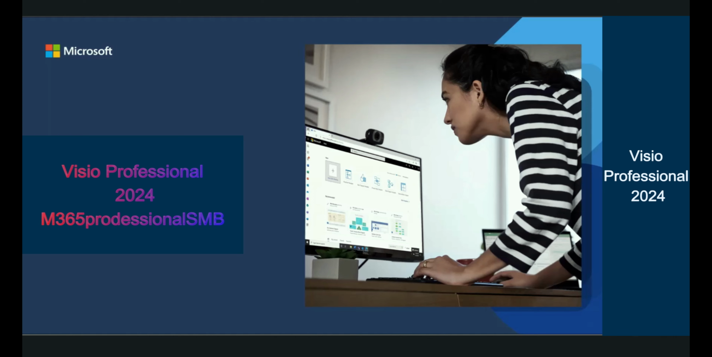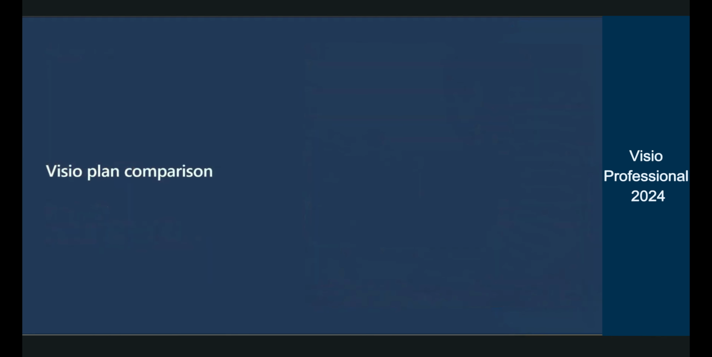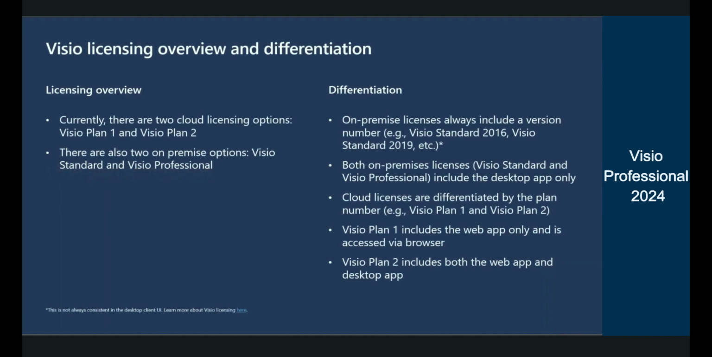So in this plan comparison, we will go through all the different Visio plans which are available, and then also discuss how they're given to the user or how Visio users are consuming them. So, what's important to understand is that we have two different licensing options or ways. One is the old on-premise licensing, and the other one is the new cloud-based licensing.